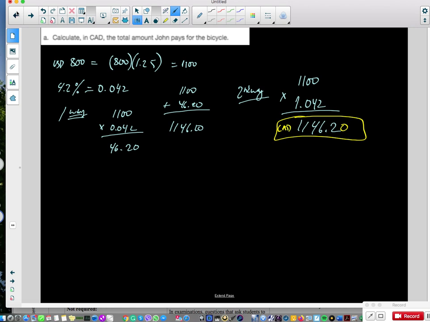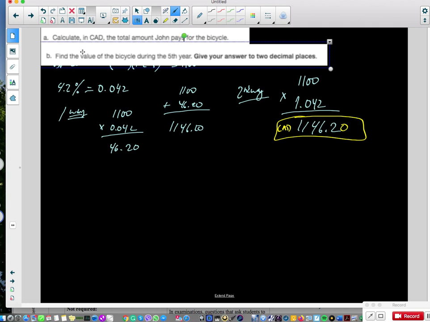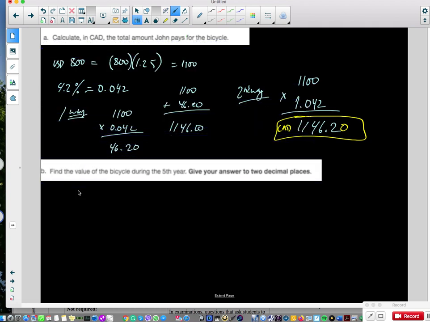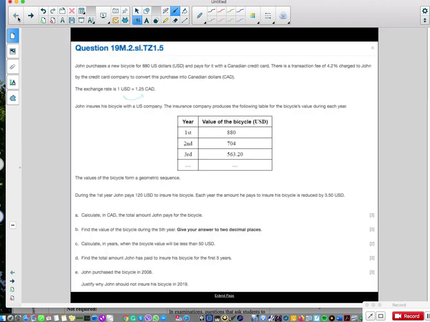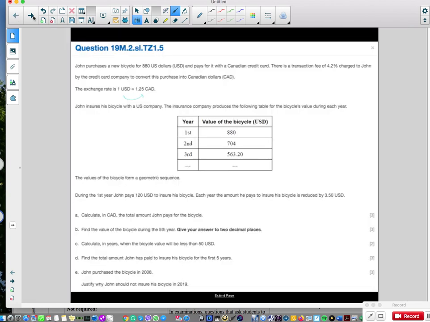Yeah. Okay. Second part, it says find the value of the bicycle during the 5th year and give your answer to 2 decimal points. For this one, there are multiple ways of doing it again. One way is that you start with 800, and then I think they gave you the other numbers that were 880, 704, and then you get 563.20.